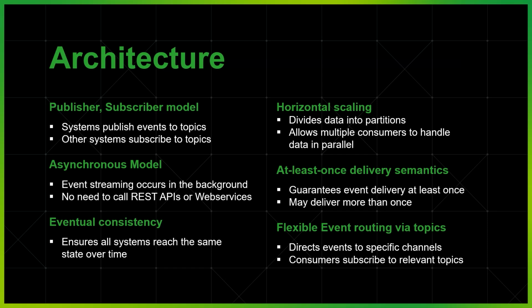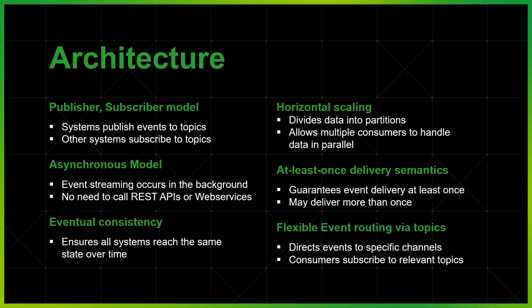Eventual consistency. This means that data updates propagate asynchronously, ensuring all systems reach the same state, just not instantly. A crude example of this would be sending a message to a group chat. Some members of the chat will instantly see that message, while others might see it a few seconds later. It depends on what they're doing.